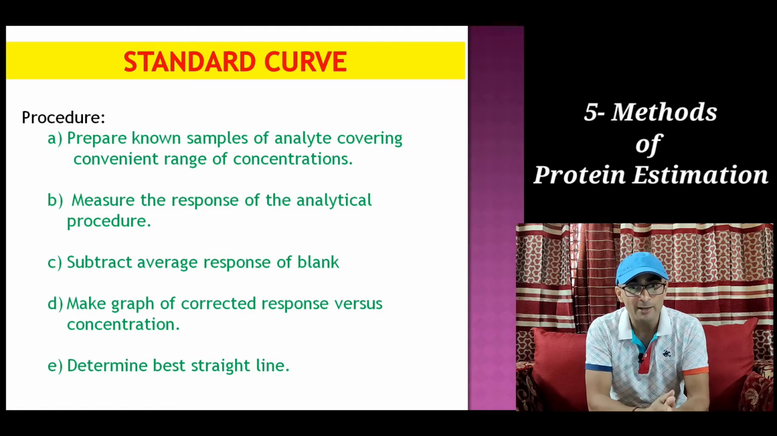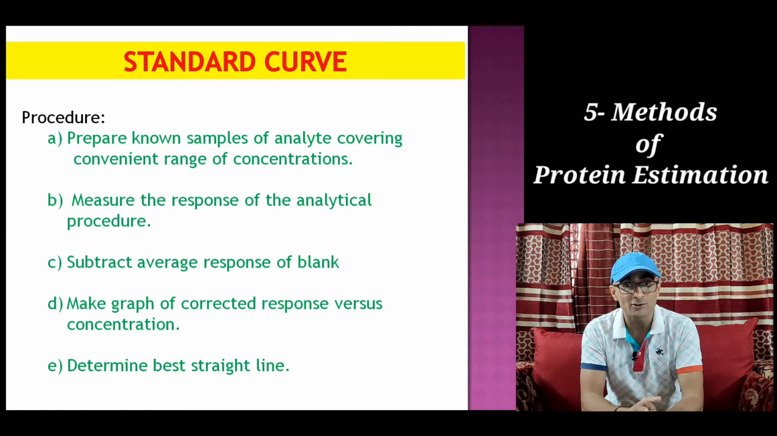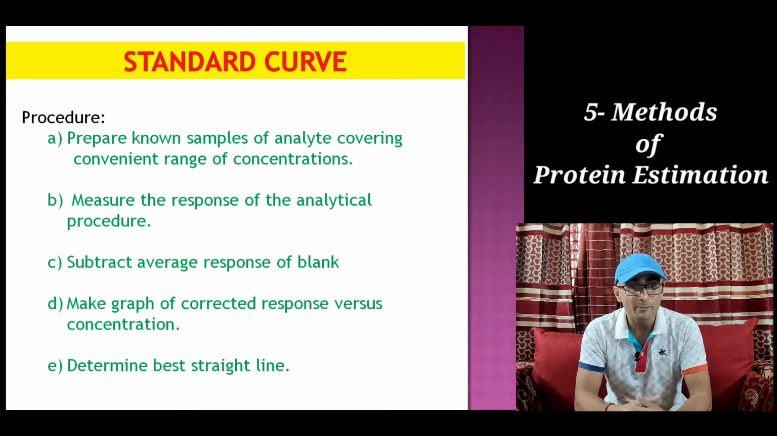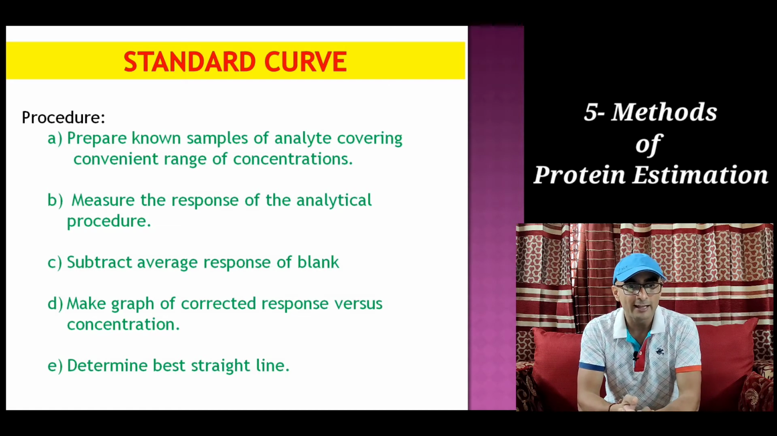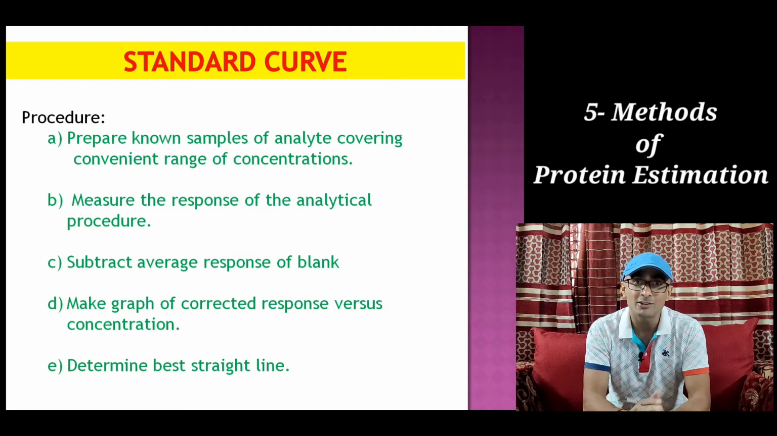So prepare known samples of analyte covering a convenient range of concentrations, then measure the response of the analytical procedure and subtract the average response of the blank. At the same time we use a blank where we don't add protein, in order to see if our buffer or water or any other component of the mixture is also absorbing at the same wavelength. Then we make a graph, which is generally a straight line, and from that straight line graph we calculate unknown concentration.